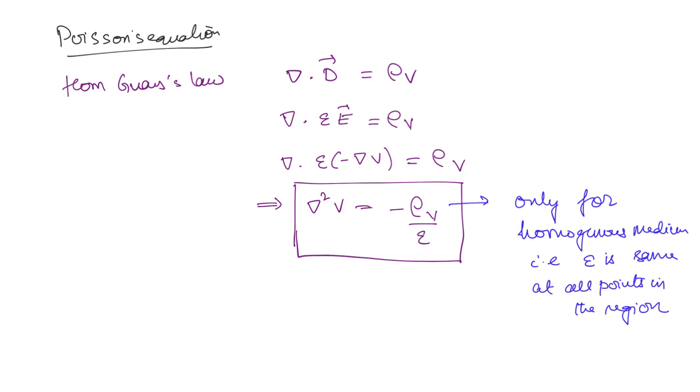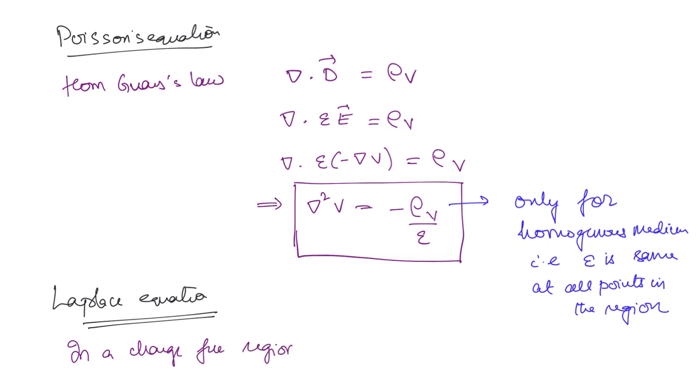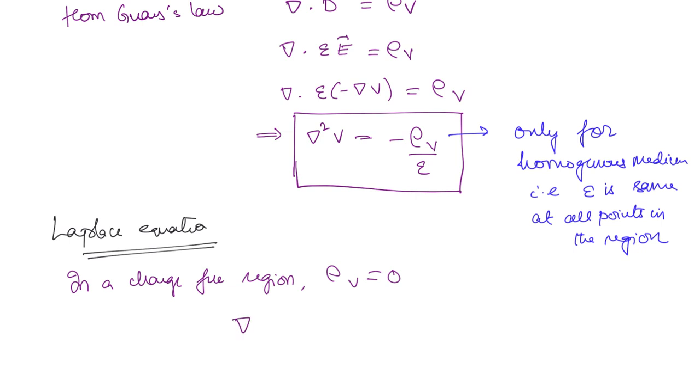Now the Laplace equation we can get directly from the Poisson's equation. Okay, so the Laplace equation just means that del square V is equal to 0 in a charge free region, as simple as that. Okay, so why? Because in a charge free region, charge free means rho v is 0, there is no charge, right? In that case what will happen? Del square V will be 0. Okay, so this is the Laplace equation.